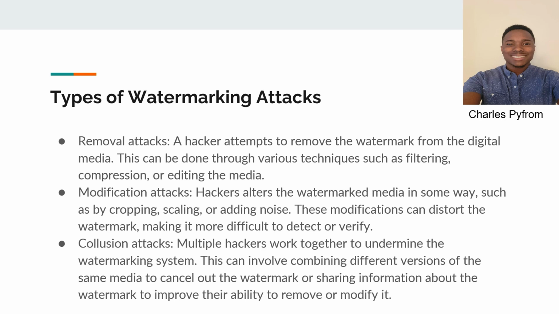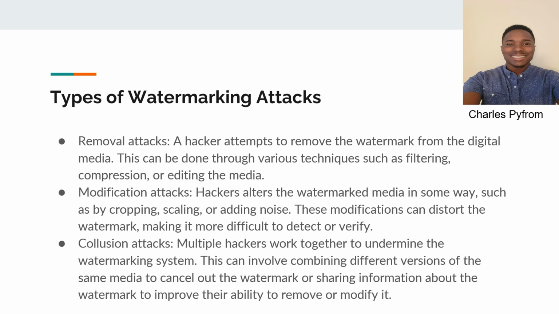So what are some types of attacks against watermarking? In a removal attack, a hacker attempts to remove the watermark from the digital media. This can be done through various techniques such as filtering, compression, or editing the media. In a modification attack, hackers alter the watermarked media in some ways, such as by cropping, scaling, or adding noise. These modifications can distort the watermark, making it more difficult to detect or verify.